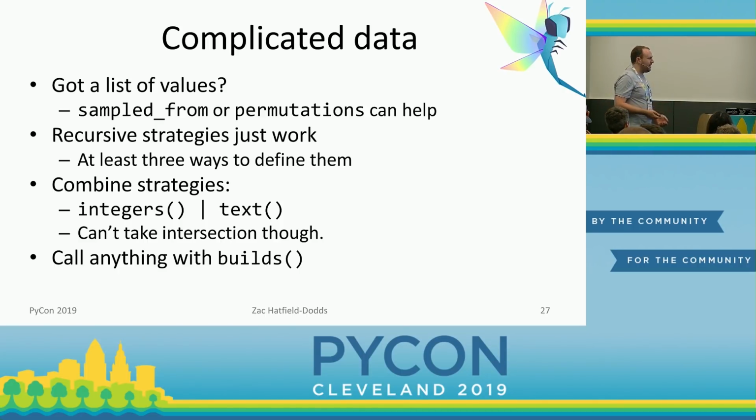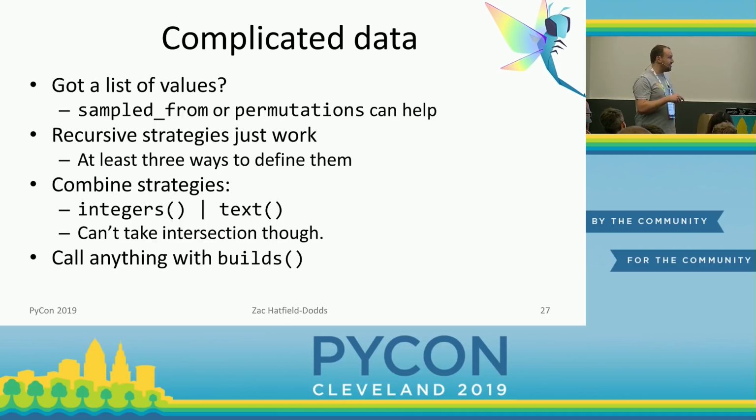We try to name our APIs in ways that make sense. If you're thinking about strategies in terms of sets of values you could generate, though, you can't take the intersection of arbitrary strategies because they could be composed with arbitrary user code and that would just be awful to implement. So we can't do it.